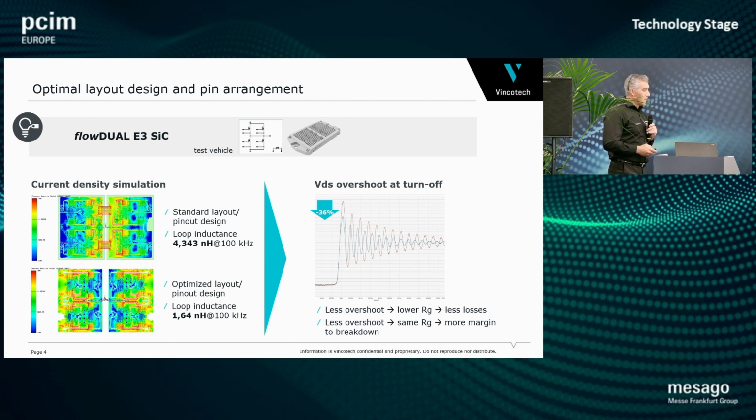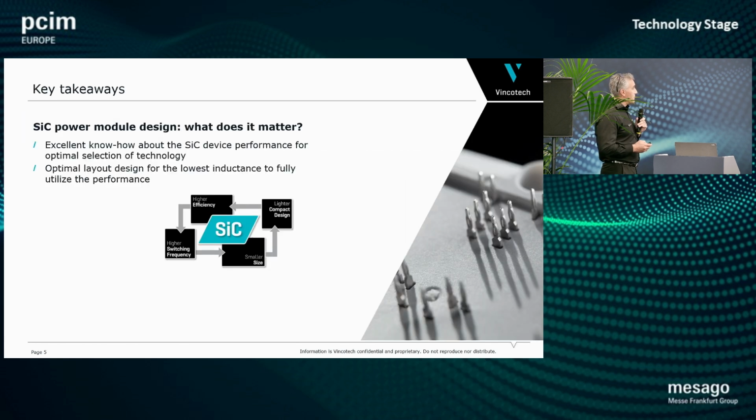Presenting you these two aspects, I would like to summarize now for the silicon carbide power module design. Among other things, what you have to consider to achieve a good silicon carbide power module with good performance is, for sure, excellent know-how of the silicon carbide device performance, and also a very symmetrical, optimal layout and pin arrangement for low loss and inductance.